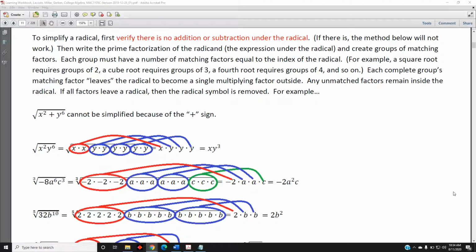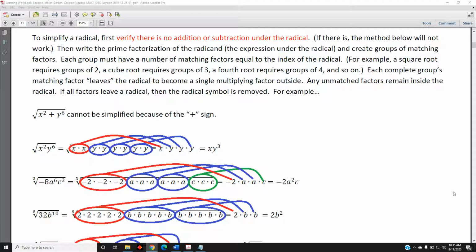Then write the prime factorization of the radicand, which is the expression under the radical, and create groups of matching factors. Each group must have a number of matching factors equal to the index of the radical. For example, a square root requires groups of 2, a cube root requires groups of 3, a fourth root requires groups of 4, and so on.